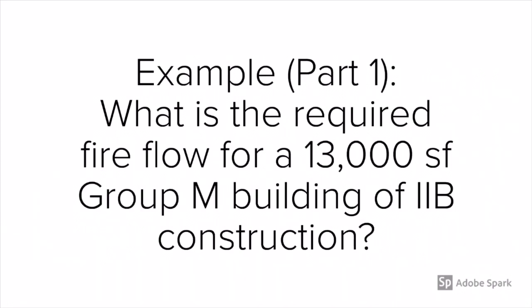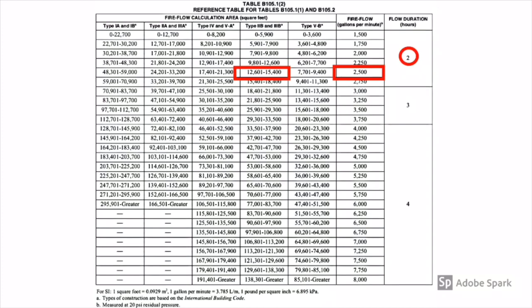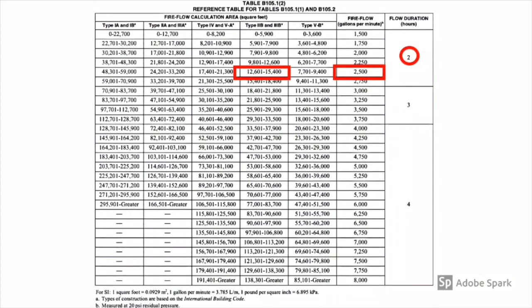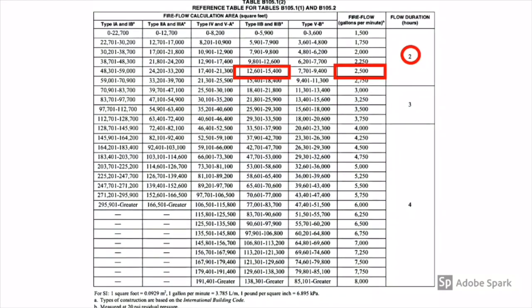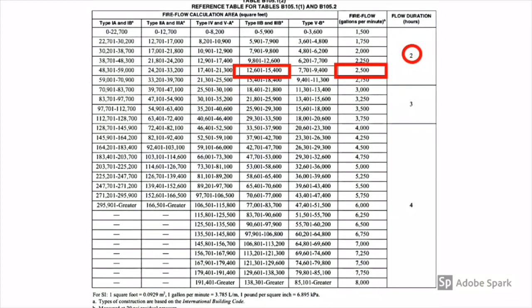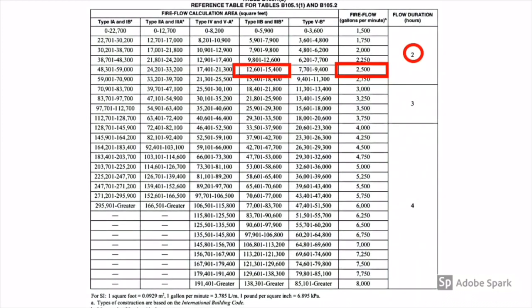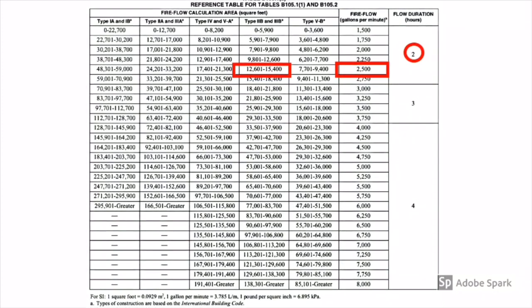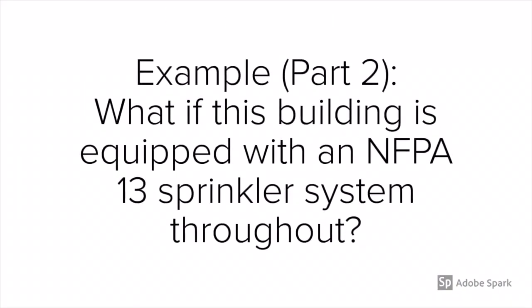What is the required fire flow for a 13,000 square foot Group M building of 2B construction? Looking at Table B105.1(2), we'll work from left to right from the top and we get over to 2B construction. Then we come down to the section that says 12,601 square feet to 15,400 square feet. Once we're there, we work to the right and we can see the actual fire flow in gallons per minute that's required, which is 2,500 for 2 hours. Part 2 of this is, what if the building is equipped with an NFPA 13 sprinkler system throughout?